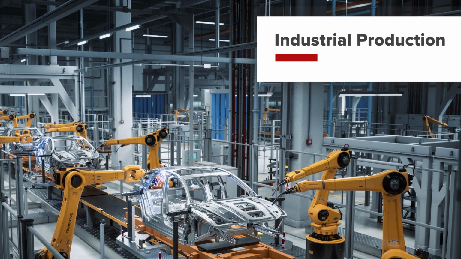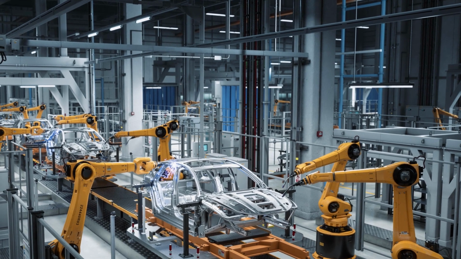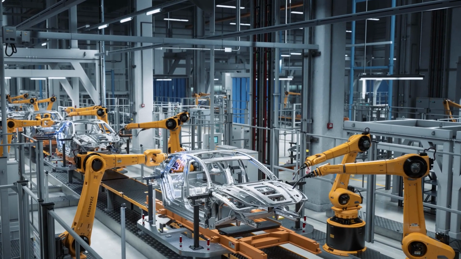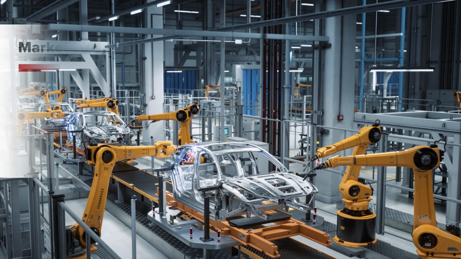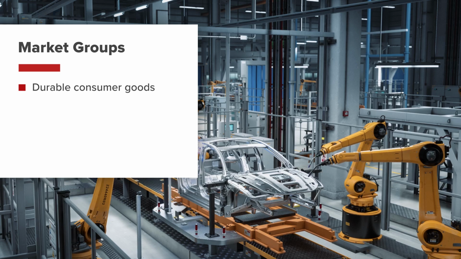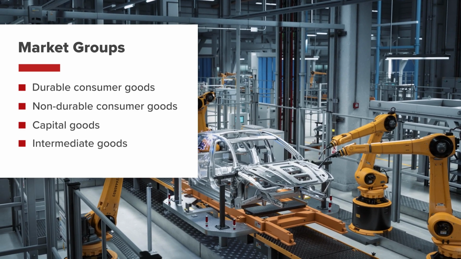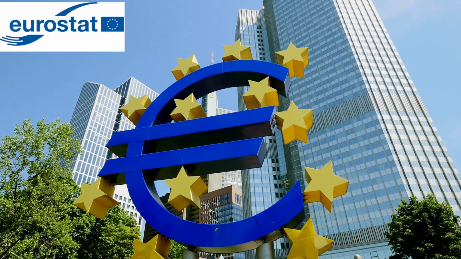Industrial production tells us how much physical production is occurring in the European Union by measuring monthly changes in the price-adjusted and seasonally adjusted output of industry. In addition, it breaks down production by market groups such as durable consumer goods, non-durable consumer goods, capital goods, intermediate goods, and energy. Industrial production is calculated by Eurostat, the statistical office of the European Union.